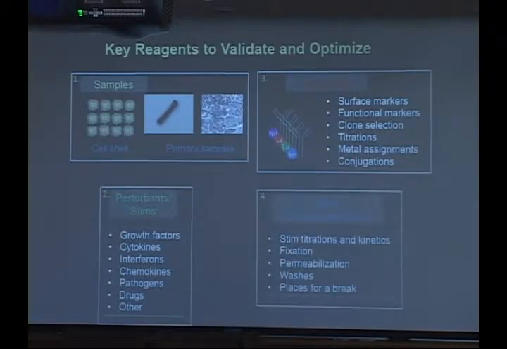Things to consider are the antibody clone selection, your titrations, the metal assignments, and the conjugations. And then, of course, there are other variables within the experiments, such as the titrations of the stims and the kinetics, fixation conditions, permeabilization, the washes, and where the hell can you take a break?